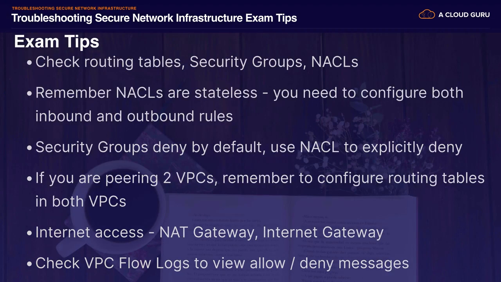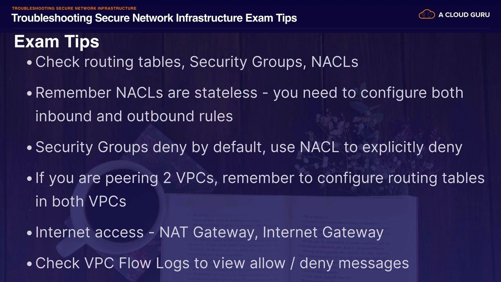Moving on to some of our exam tips for network infrastructure, definitely check that your routing tables are configured correctly to send traffic to your internet gateway or NAT gateway or virtual private gateway. Check that your security groups and network access control lists are allowing the traffic that's coming into and out of your subnets. Remember that network access control lists are stateless, so you do need to configure both inbound and outbound rules, whereas security groups are stateful and you only need to configure one rule and it will allow for inbound and outbound as well.